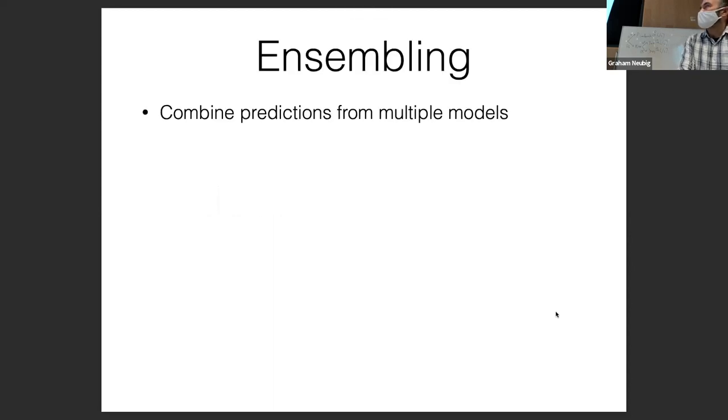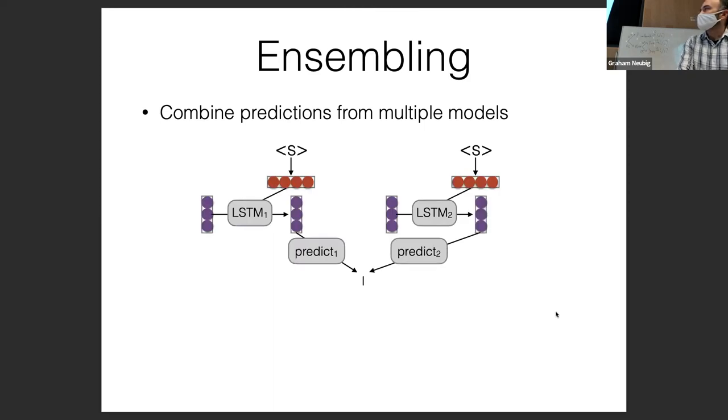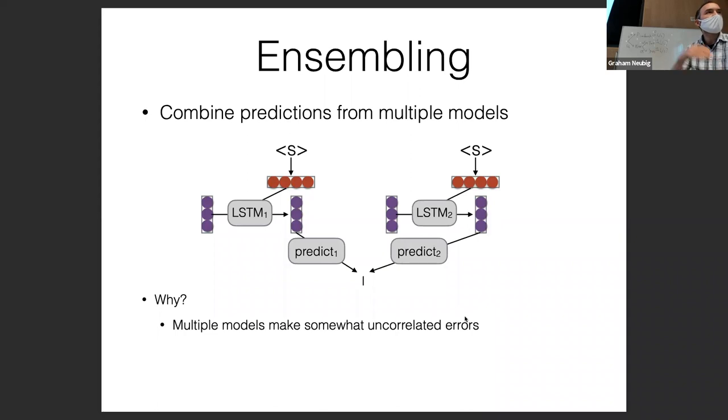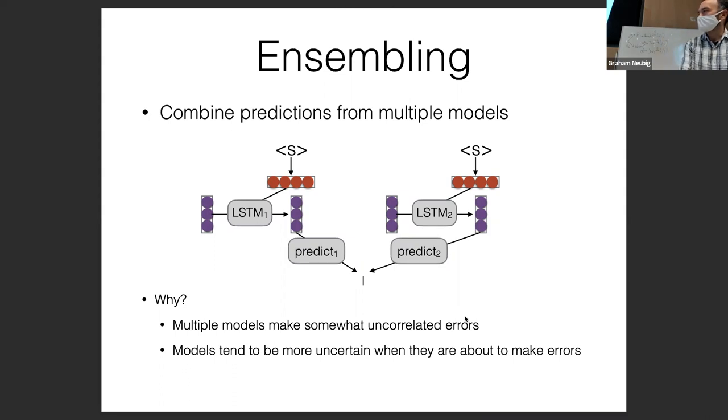But ensembling basically combines the predictions of multiple models. So if you have your recurrent neural network model one and your recurrent neural network model two, you combine them together to make a prediction. The reason why you would want to do something like this is multiple models make somewhat uncorrelated errors. So some models might make a mistake on one word, another model might make a mistake on another word, but models tend to be more correlated when they get the answer correct than when they get the answer wrong. And this helps smooth over the idiosyncrasies of any individual model due to peculiarities in the training data or the training order, et cetera, et cetera.